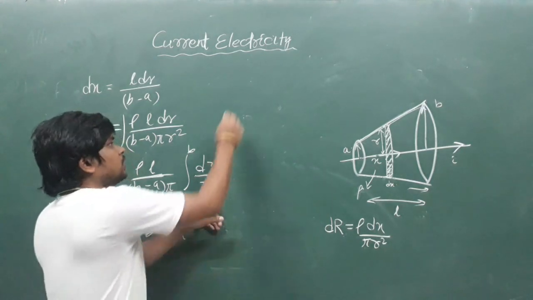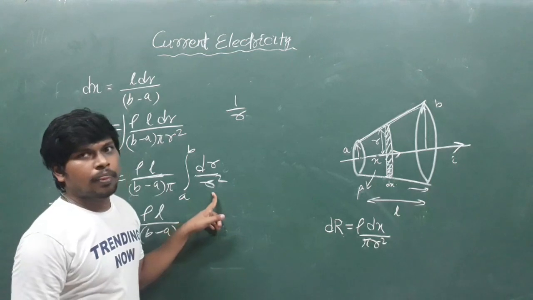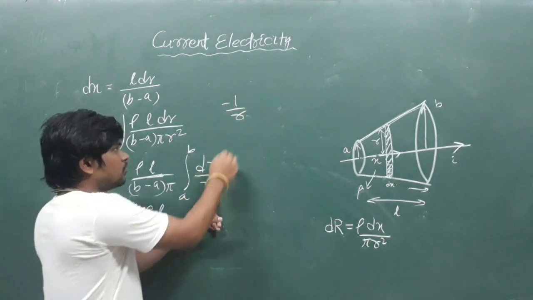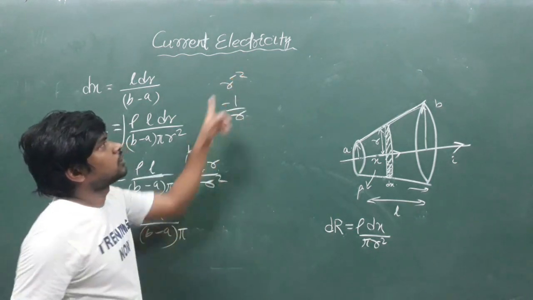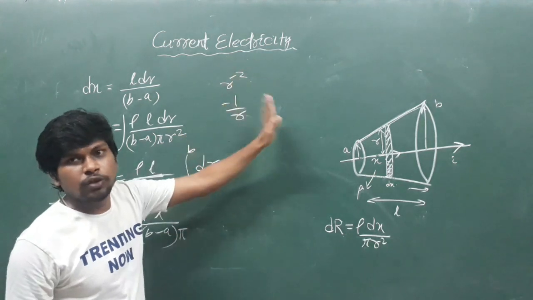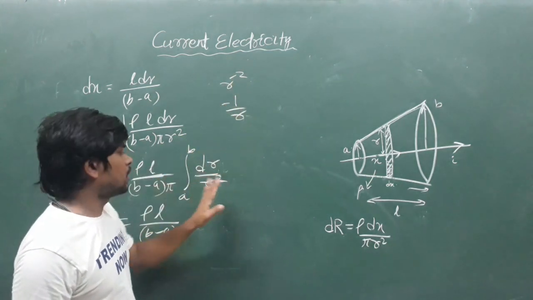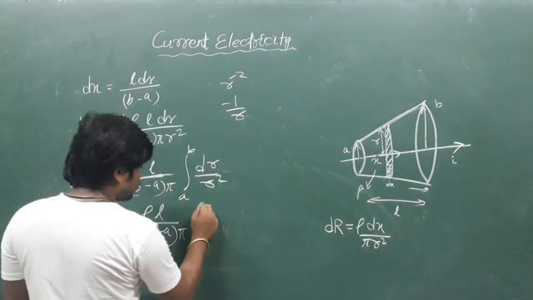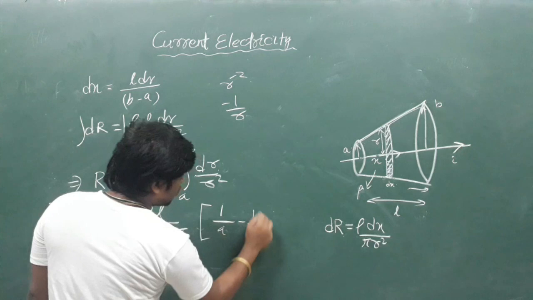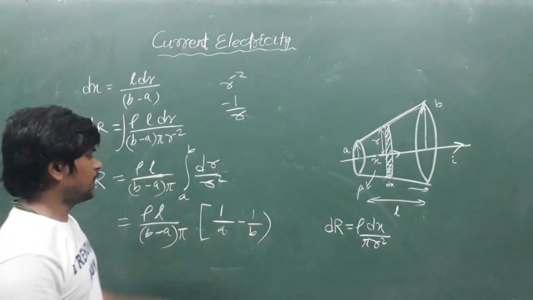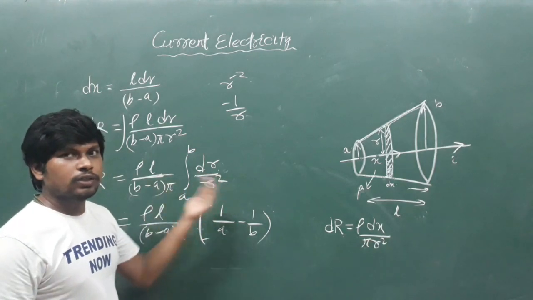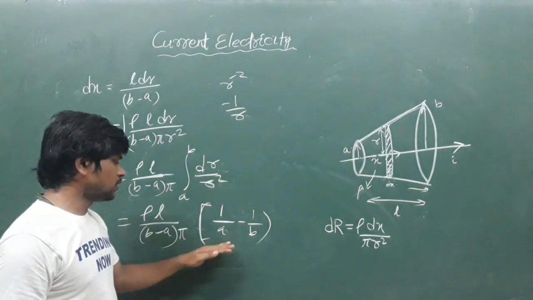The integration of 1 by r square is 1 by r, with a minus sign in front, minus 1 by r, because it is r to the power minus 2. Just take the integration: n to x to the power n means x to the power n plus 1 by n plus 1. So it will be minus 1 by r. I am taking direct integration, so it will be 1 by a minus 1 by b. If we put the values of a and b and take the negative sign, then the answer will be like this.